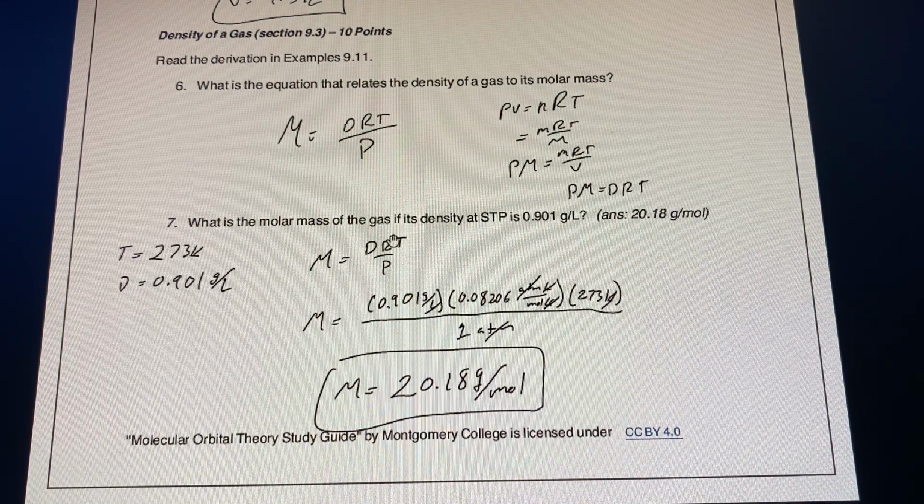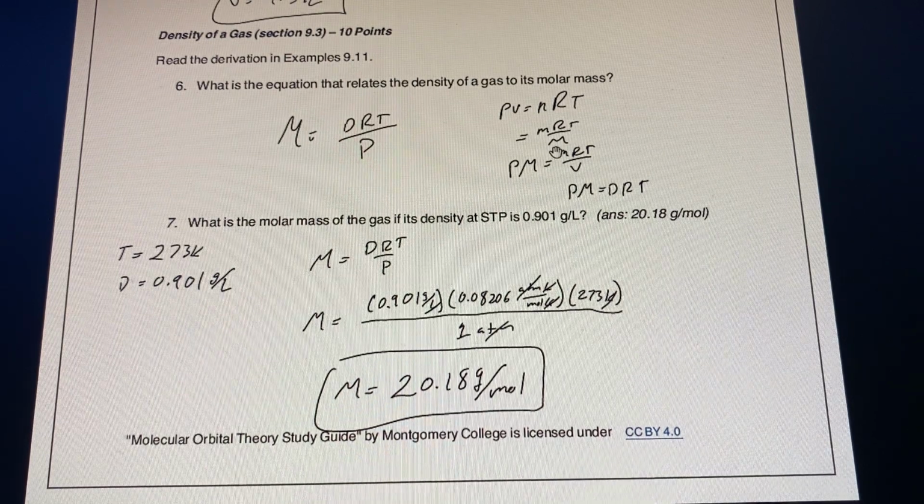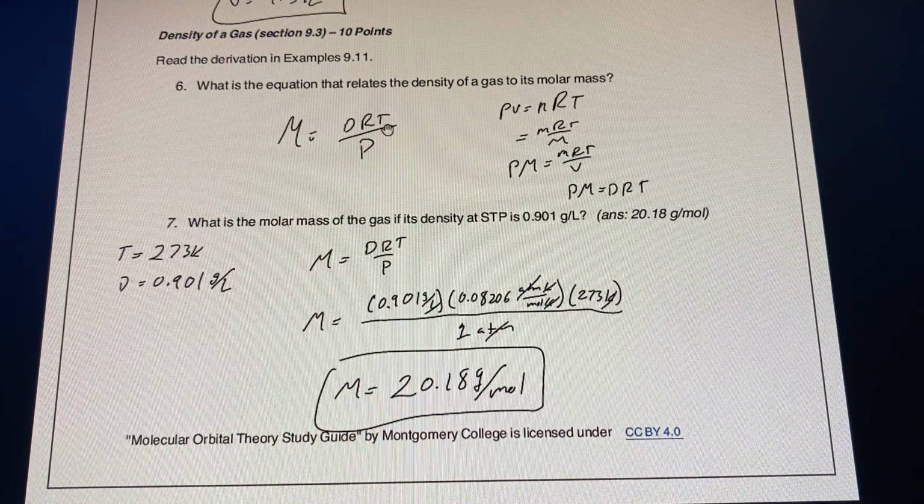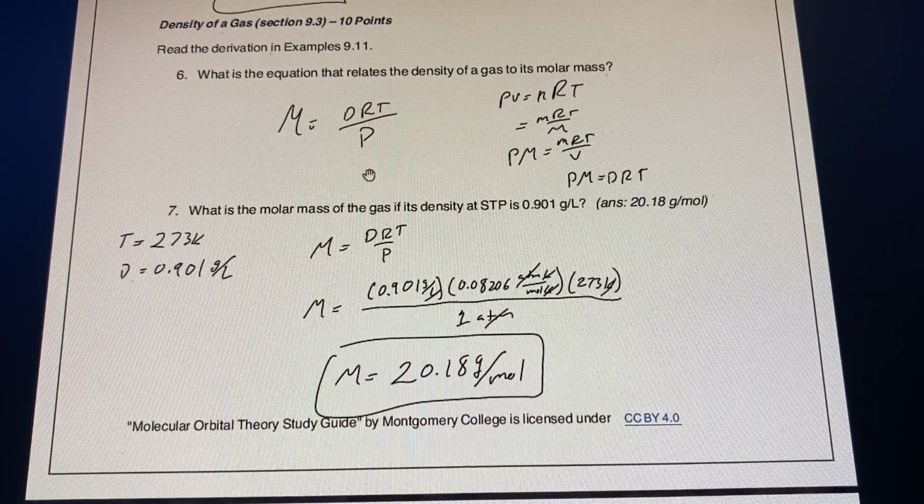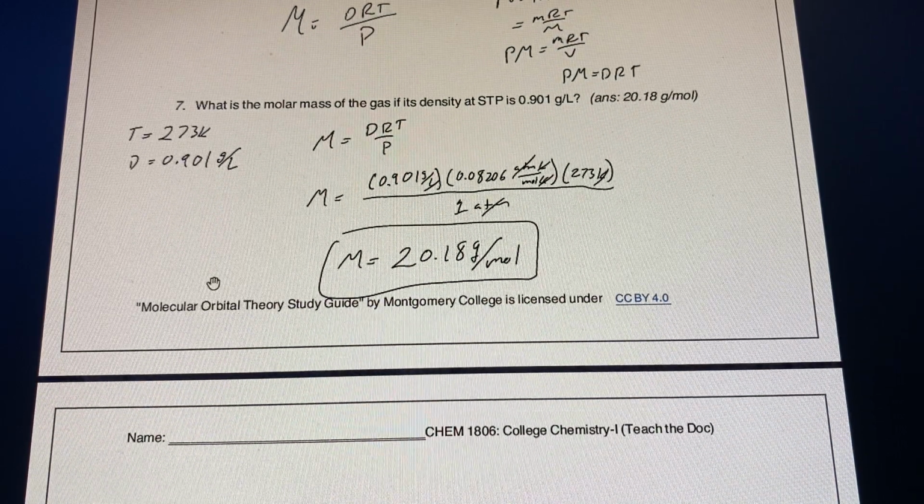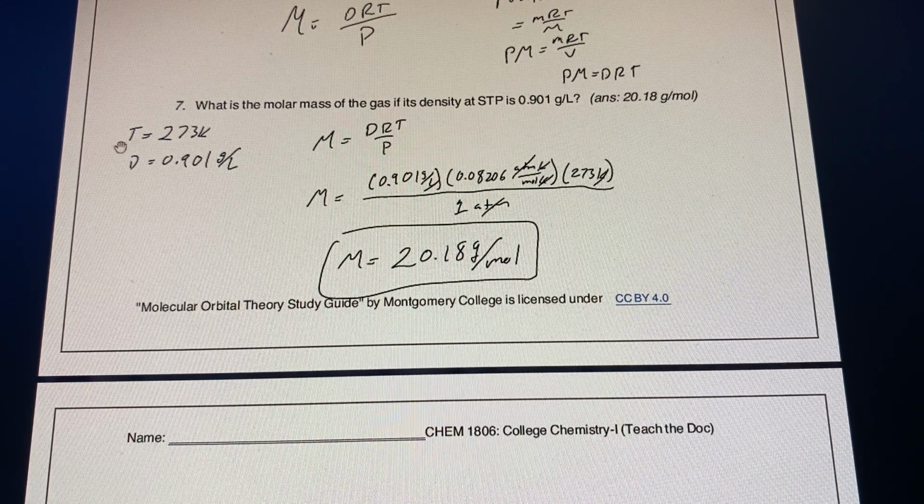Then we go to the equation that relates the density of a gas to its molar mass. That equation will be derived from PV equals nRT, which we can then convert to molar mass is equal to the density times R times T over pressure. And so we're able to go to question 7 then and use this equation that we derived in question 6 and find the givens of the temperature and the density, and are then able to find the molar mass.